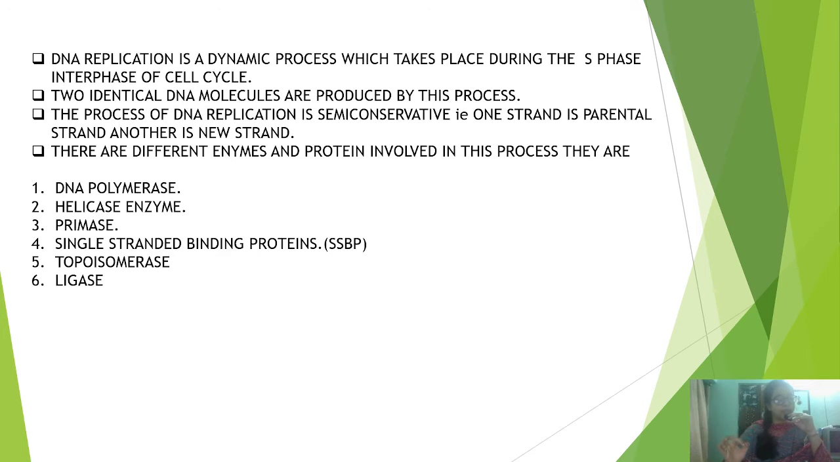What is the cell cycle? You might know that mitosis and meiosis are cell cycle processes, and during the S phase, mainly in the interphase of the cell cycle, this DNA replication takes place, and finally they will be separated into two daughter cells. This is the property which mainly takes place during the S phase of the interphase. This is important to note down.